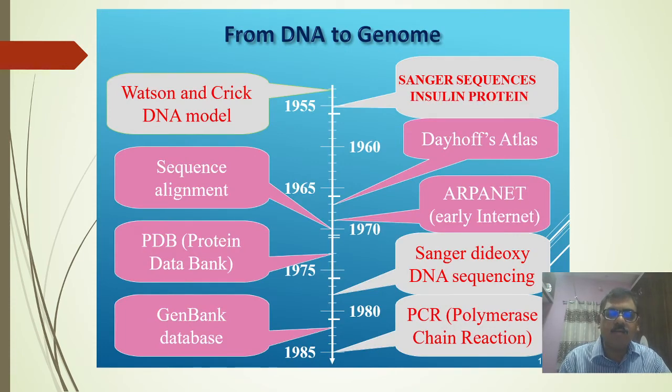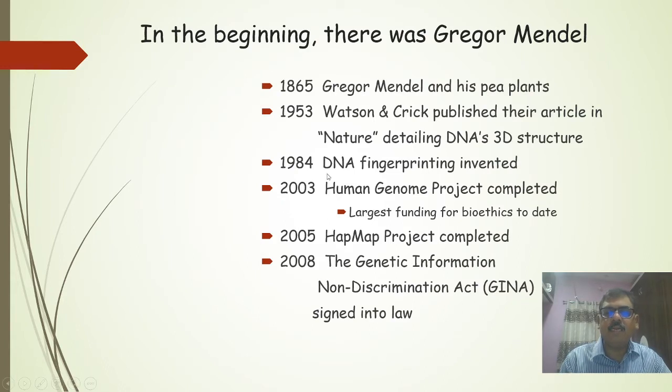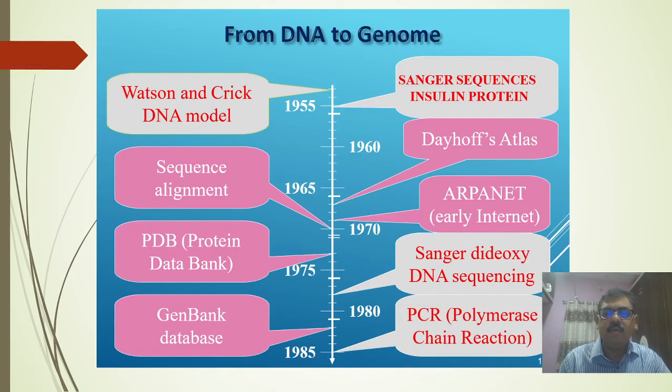Now we have discussed the timeline. The first was the Watson and Crick DNA model, described in Nature in 1953, where they described the 3D structure. After that, in the 1950s, Sanger sequenced the insulin protein.